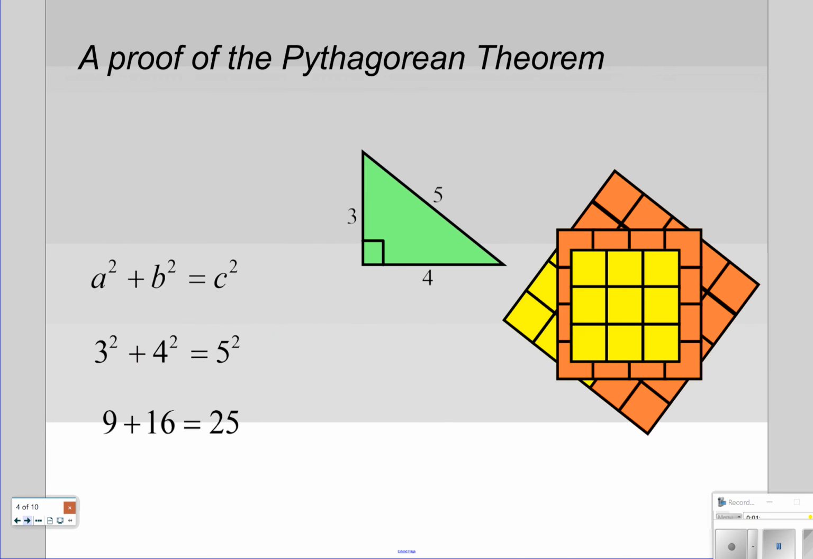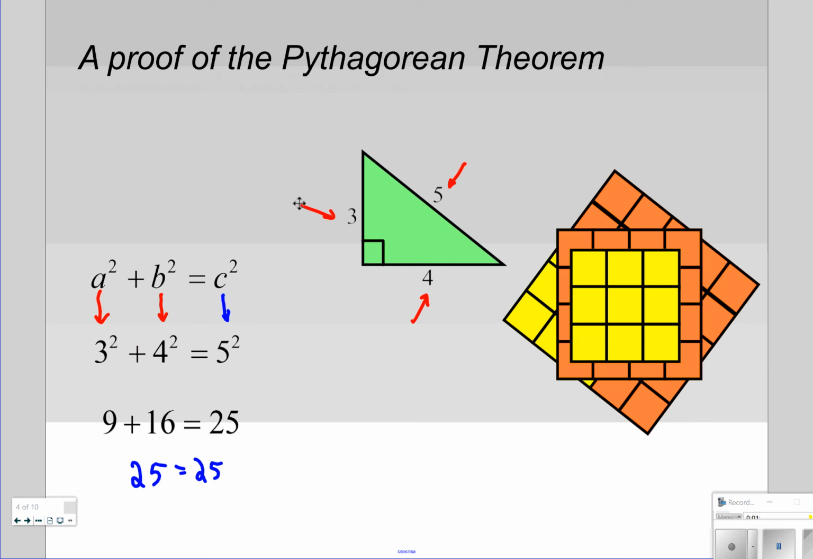If you think about this right triangle with sides 3, 4, and 5, you can plug 3 in for A, and plug 4 in for B, since those are the two legs, and then plug 5 in for C, since that's your hypotenuse. If you do the math, 3 squared plus 4 squared equals 5 squared, well then you get 9 plus 16 equals 25. And we know that that's true, because 25 equals 25.